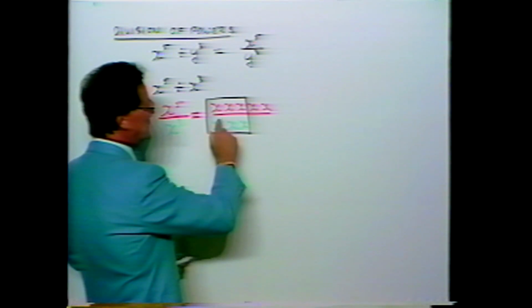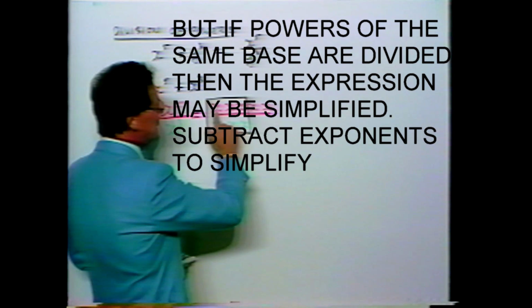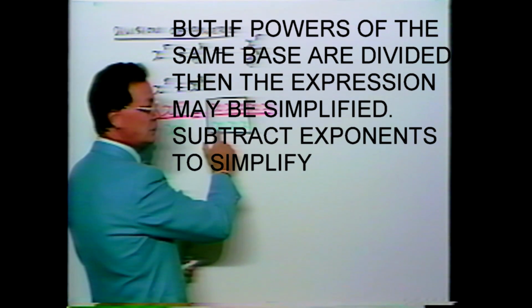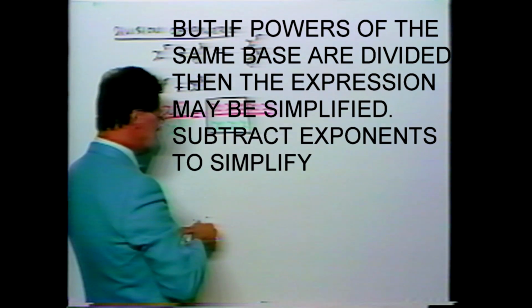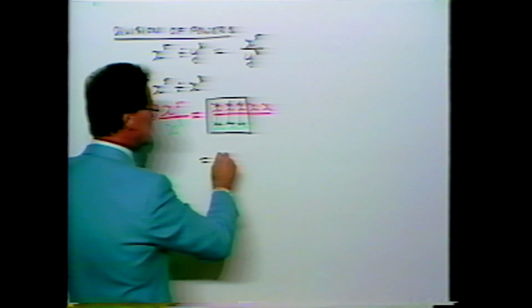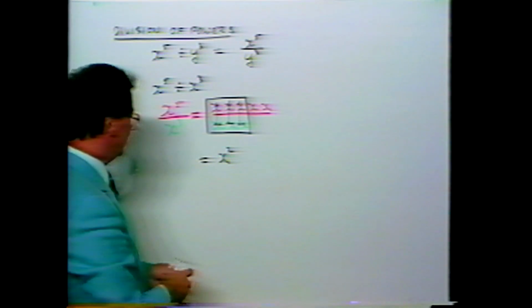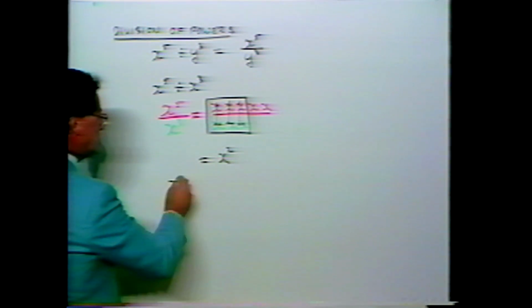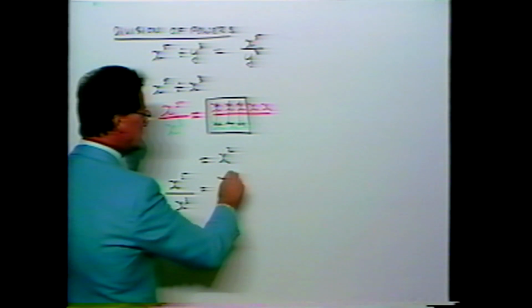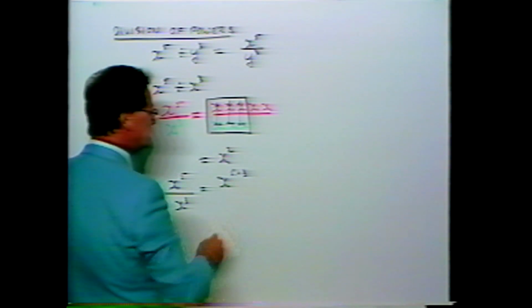We notice that for each factor in the upper part of the fraction, there is a matching factor below, and consequently each of these pairs can be replaced by a 1, leaving simply x squared. We can conclude then that x to the 5th divided by x to the 3rd is equal to x to the 5 subtract 3.